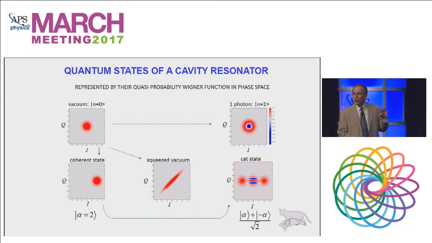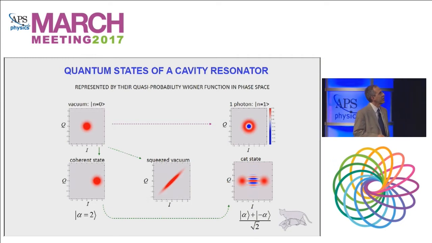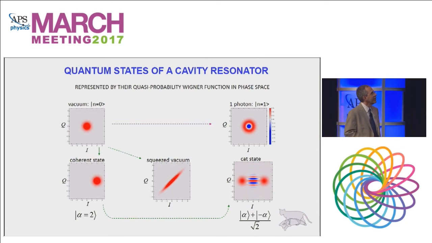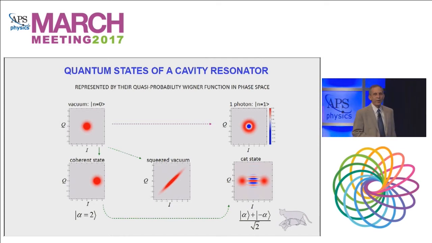If you add a little bit of nonlinearity to the cavity, you can get these more interesting states. So you can get the 1 photon state, which is represented by the red annulus here, and inside you have a negative quasi-probability. Or you can have this so-called Gaussian state, which is the squeezing of the vacuum. But actually, we're not going to use this commonly employed state in quantum optics.